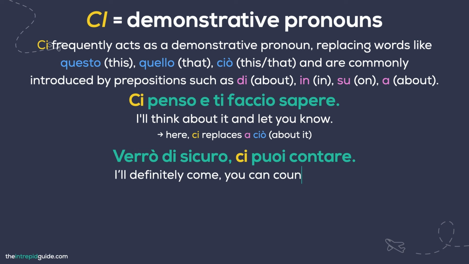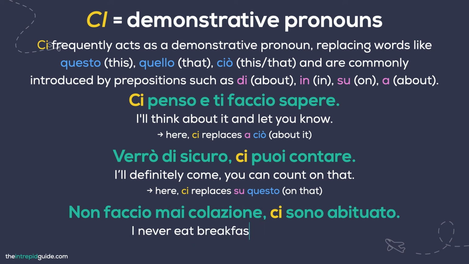Verrò di sicuro. Ci puoi contare. I'll definitely come. You can count on that. Ci means "su questo", on that. Non faccio mai colazione. Ci sono abituato. I never eat breakfast. I'm used to it.